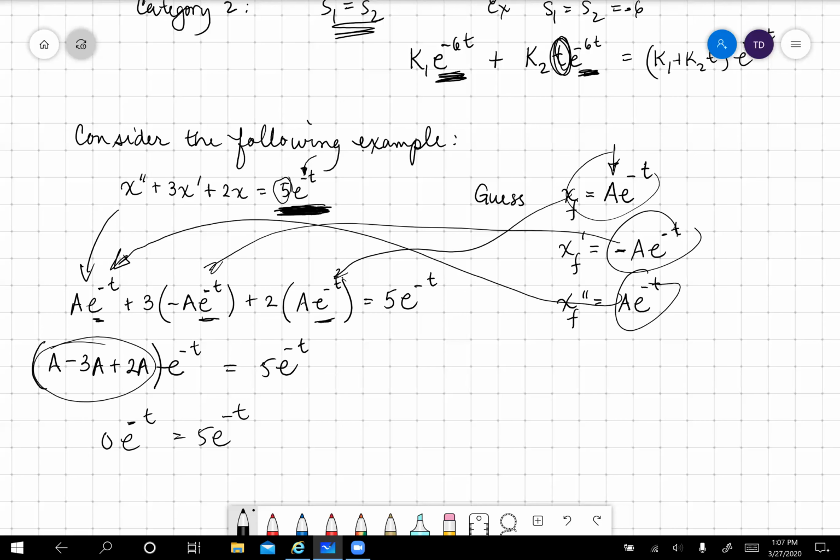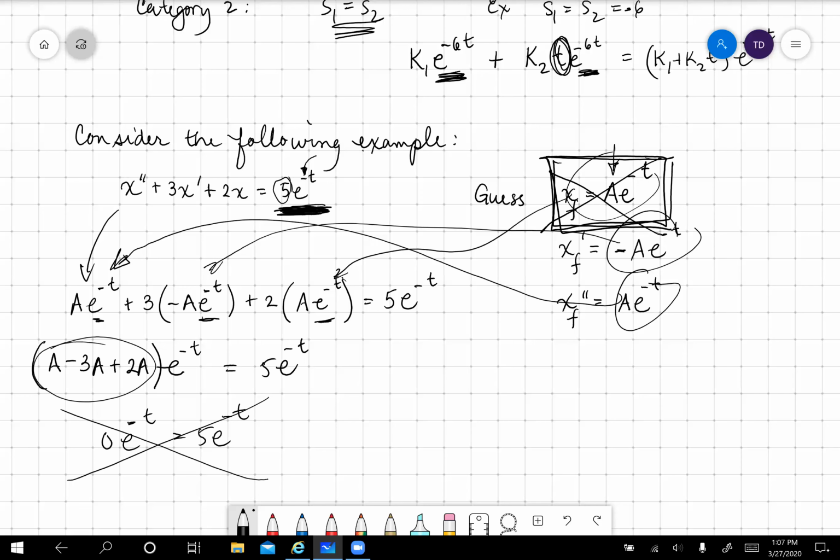And all of you know that this cannot possibly be true. So one of two things happened. One, you made a math mistake. Check your math. We didn't. Two, your guess is wrong. And we are in this latter situation. Your guess is wrong, and the reason your guess is wrong is because this here is going to look exactly like a term that is in the natural response.